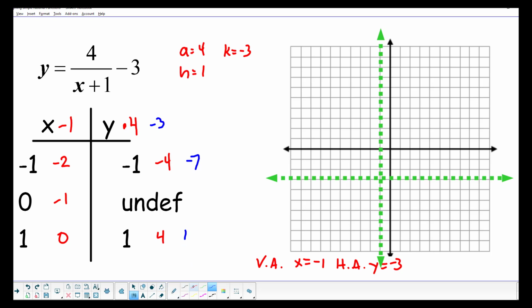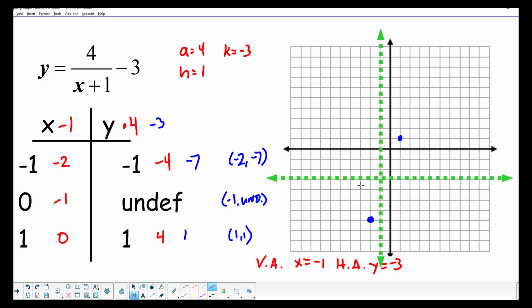So let's go ahead and plot these points that we want to look at. We have -2, -7. We have -1 undefined. Again, that's my vertical asymptote, so that one's already done. And then I have 1, 1. So let's plot those and see what it looks like. So here is 1, 1, and then -2, -7. Here's 4, 5, 6, and 7. And there's -2, -7.